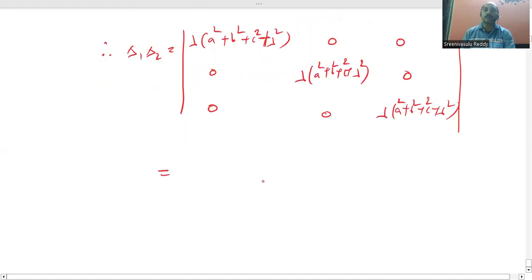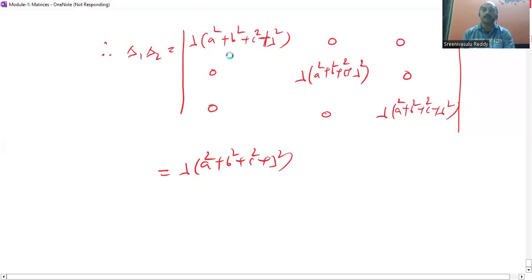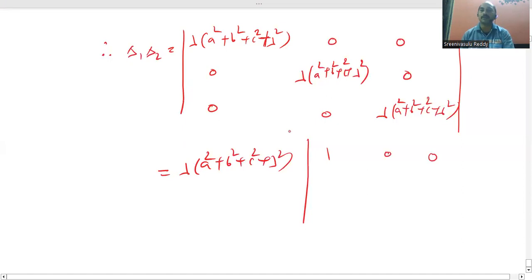Further, we can simplify, because in the first row we take this element common, in the second row we take this element common, in the third row we take this element common. Finally, in the first row we take common lambda times of A square plus B square plus C square plus lambda square. Here we get 1, that means we divide by it. Here 0 by something equals 0, 0 by something equals 0. So first one 1, second one 0, third one 0.